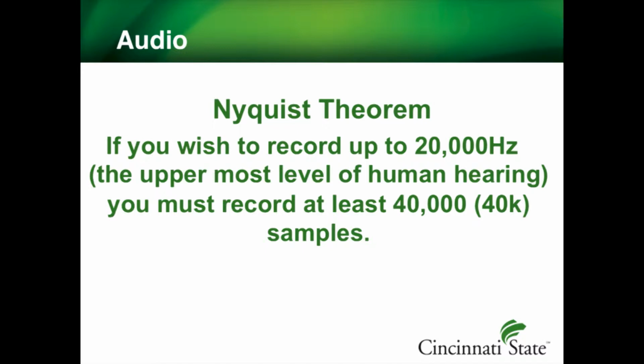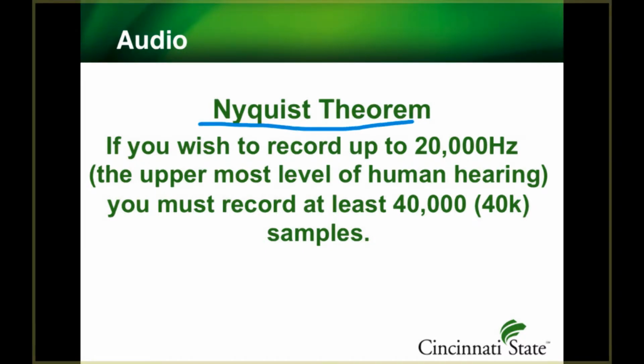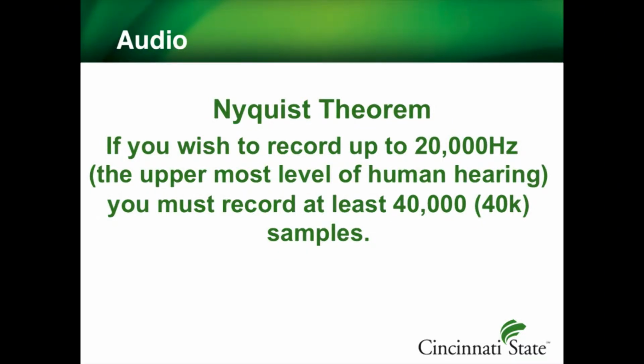As I just said, according to the Nyquist theorem, if you wish to record up to 20,000 hertz, the range of human hearing, you need to record at least 40,000 samples. Because the Nyquist theorem states that whatever your highest frequency you wish to record is, you need to record twice that number of samples. Remember that, it's important. Twice the number of samples for the highest frequency you wish to be capable of recording. Not to be confused again with bit depth.